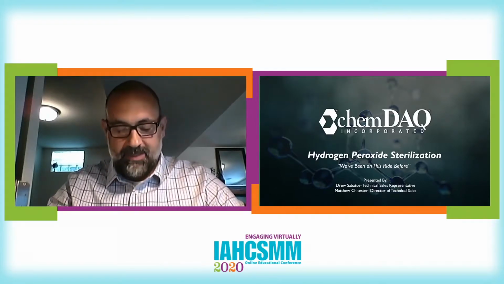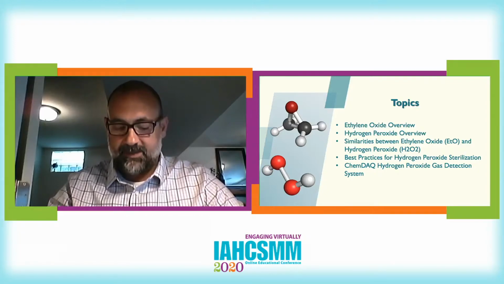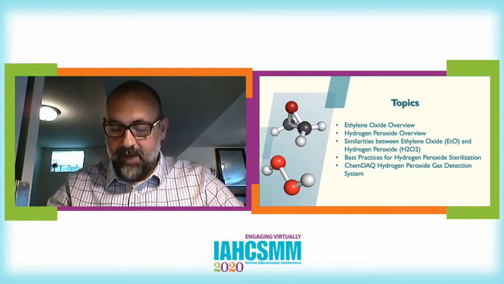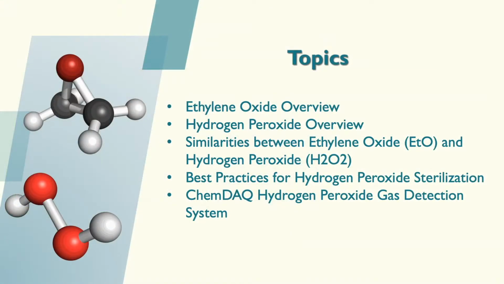Low temperature sterilization is a sterilization process best used for heat-sensitive devices that may be damaged by the conditions of steam sterilization cycles. Ethylene oxide and vapor hydrogen peroxide are the two most common types of low temperature sterilization. Today, we will be discussing the similarities between ethylene oxide and hydrogen peroxide, best practices for hydrogen peroxide sterilization, and how ChemDAQ gas detection systems can make you aware of your environment and keep your employees safe.